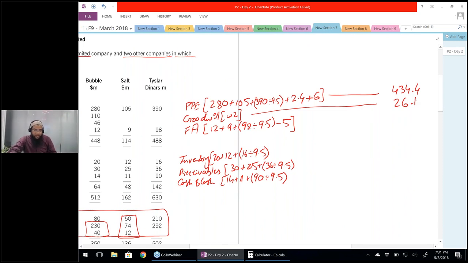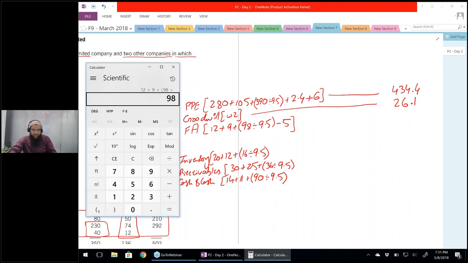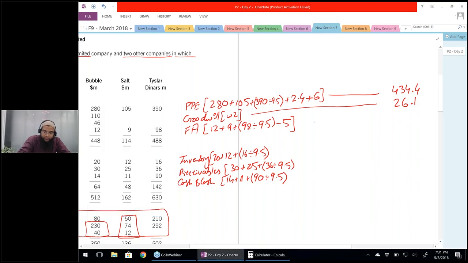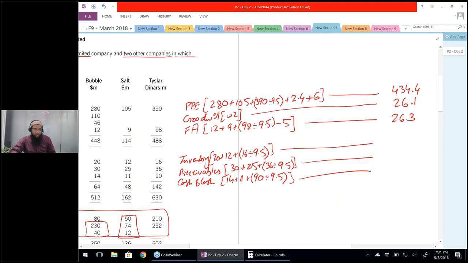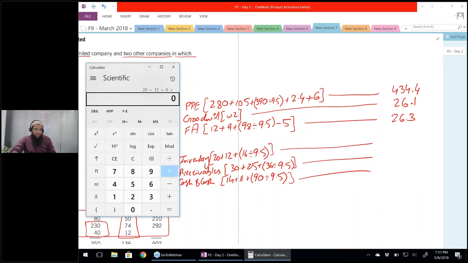Financial assets are 12 plus 9 plus 98 divided by 9.5 minus 5, which is going to be 26.3. And the inventory, receivables and cash: 20 plus 12 plus 16 divided by 9.5 minus 5 is going to be 28.7.